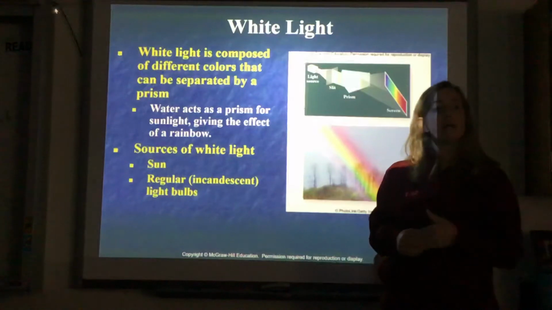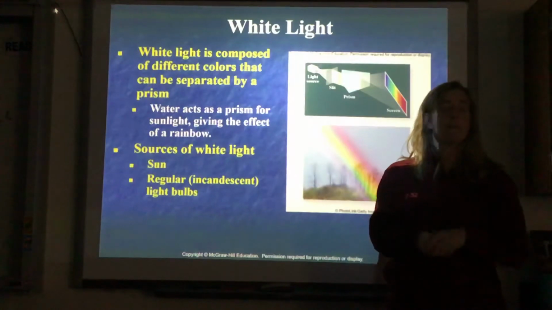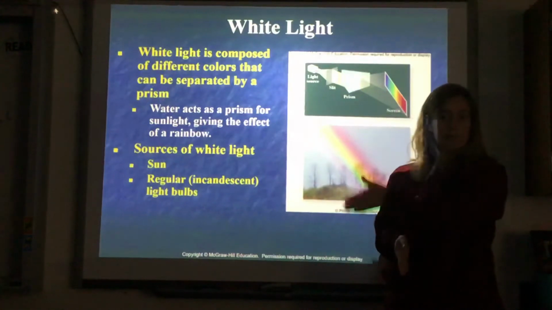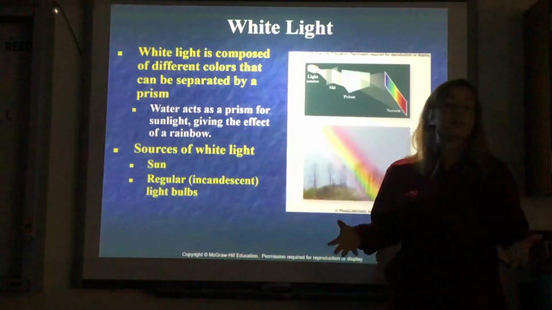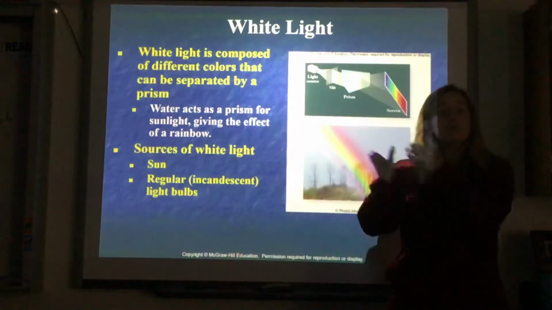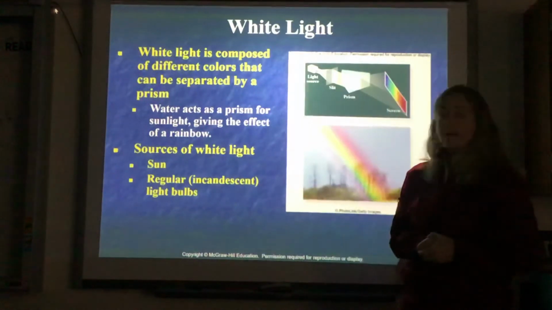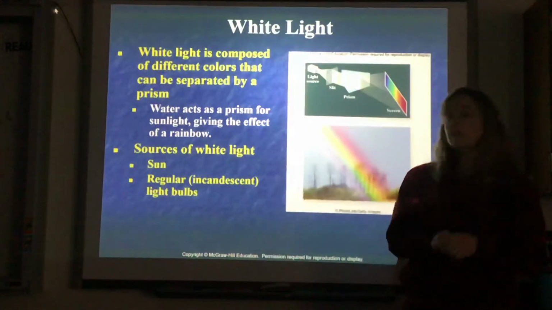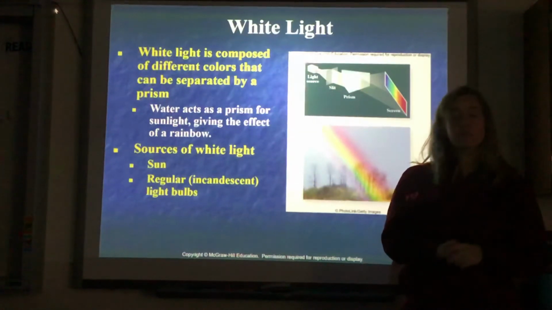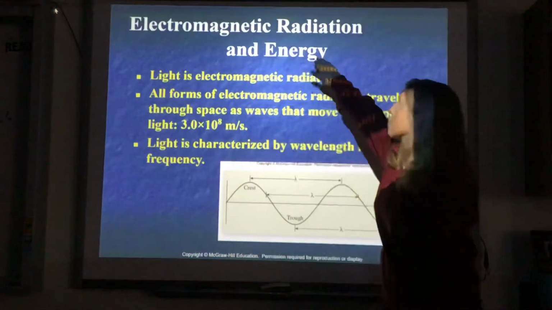When you put them through a prism, these different colors emitted from elements on the periodic table, you're going to see distinct lines of color, because these elements don't contain all of the colors of the rainbow. They only have specific energies associated with them, so they're only going to have specific colors associated with them. Now, sources of white light are the sun and regular incandescent light bulbs, not the fluorescent ones, the incandescent ones, the cheaper ones. Those are white light.